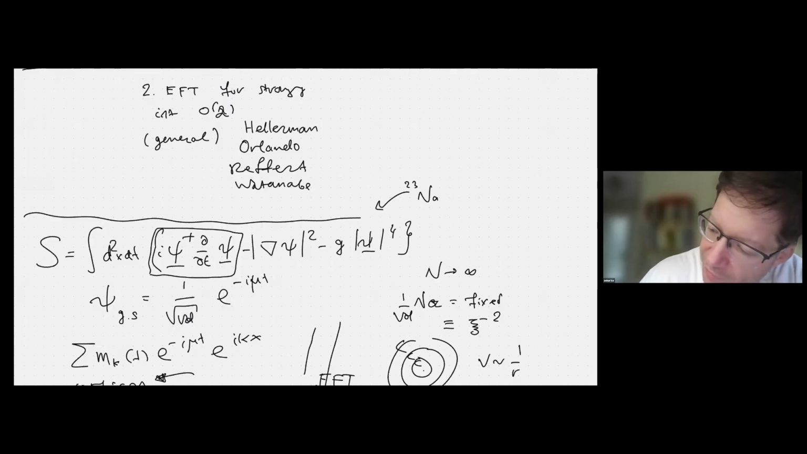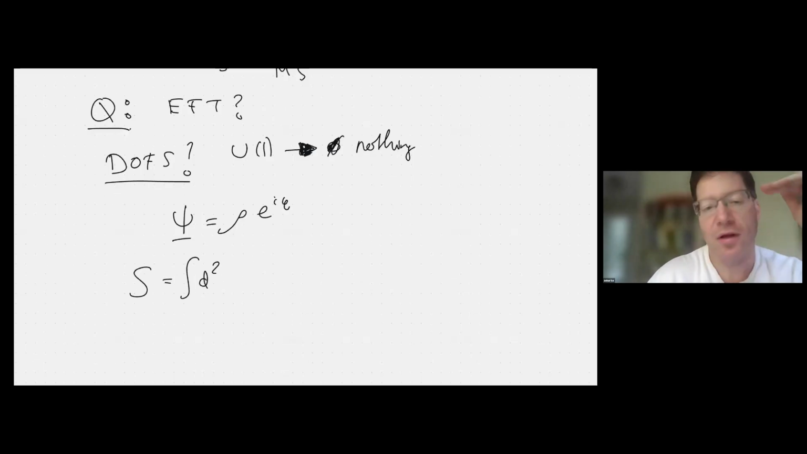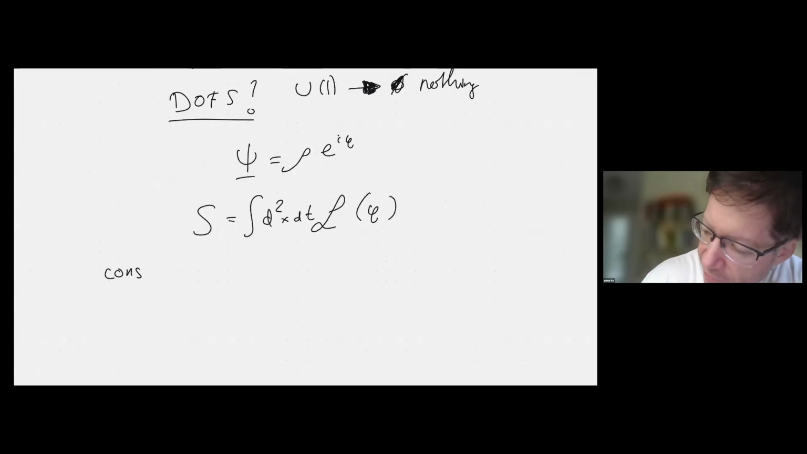So our effective field theory should be some action of the following form, the integral of d squared x dt, and maybe some Lagrangian for phi. It should not contain rho. We imagine integrating out rho. And how can we constrain this effective action? This effective action is constrained because it has to be Galilei invariant.